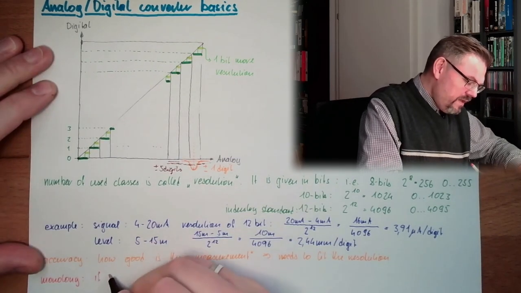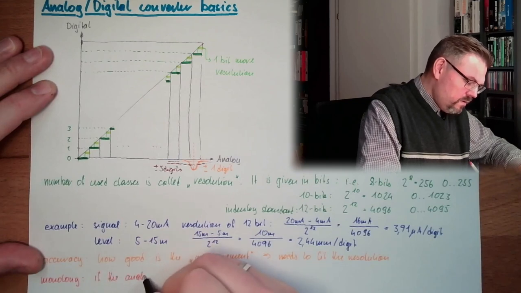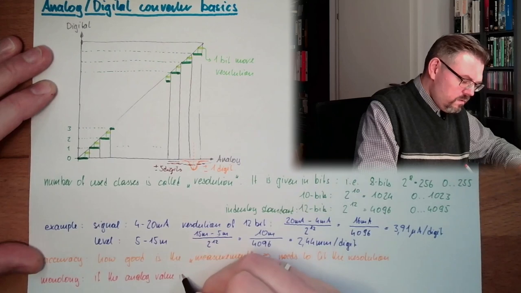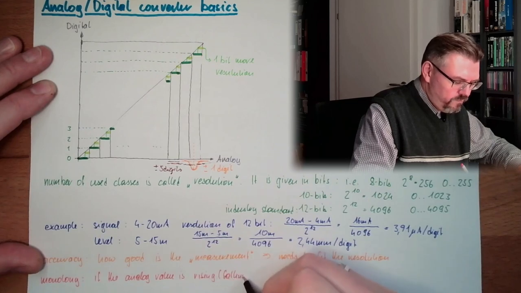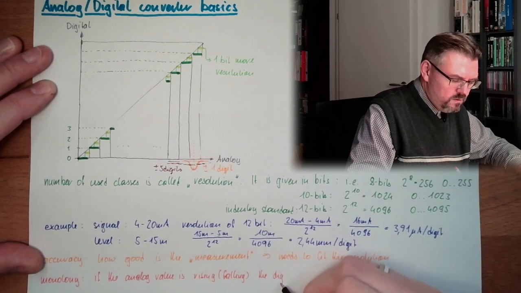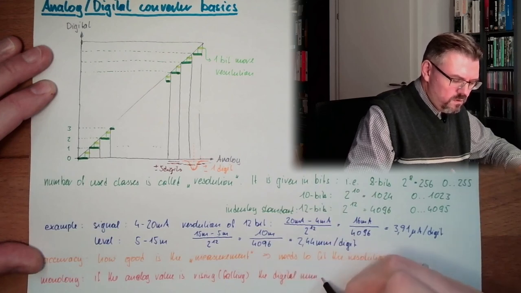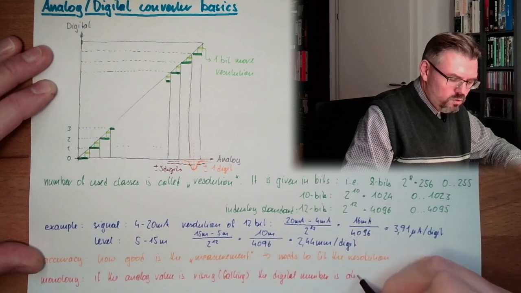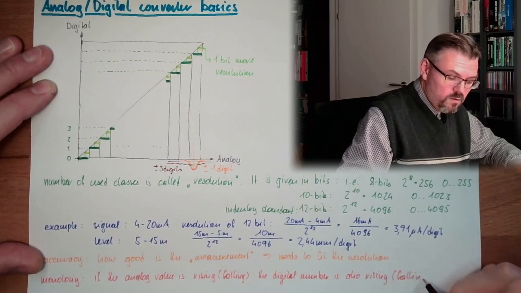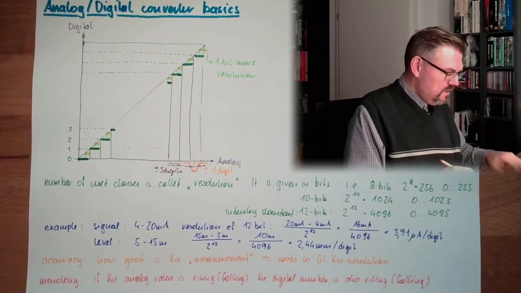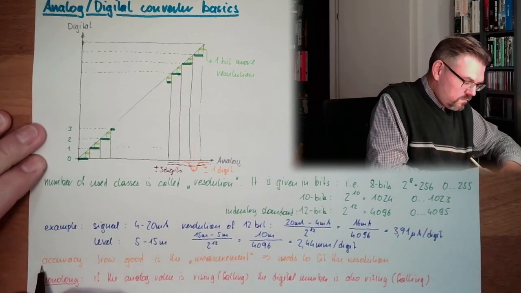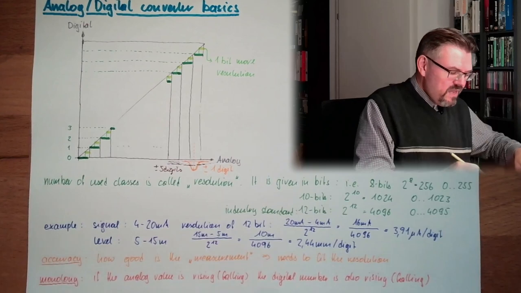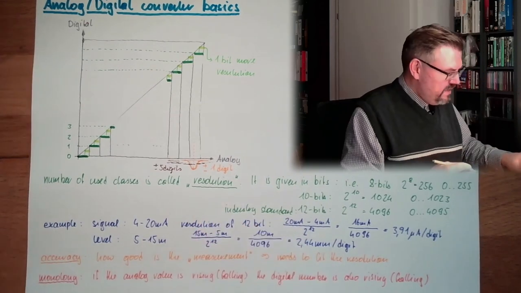So, I write here: if the analog value is rising or falling, the digital number is also rising or falling. This is what monotony means. So even if we are off, at least the trend must be given.